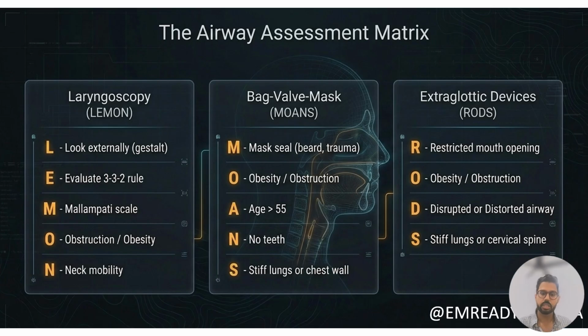Then O is for obstruction or obesity. If there's any obstruction, if there's a tumor, if there's a lot of blood, or if the patient is obese, which are physical parameters that make intubation difficult, that's another factor to consider. And finally, the N is for neck mobility. That allows us to determine whether or not we can properly position this patient in a sniffing position in order to intubate. So again, for laryngoscopy, we're looking at LEMON: look externally, evaluate the 3-3-2 rule, Mallampati scale, obstruction and obesity, and finally neck mobility.